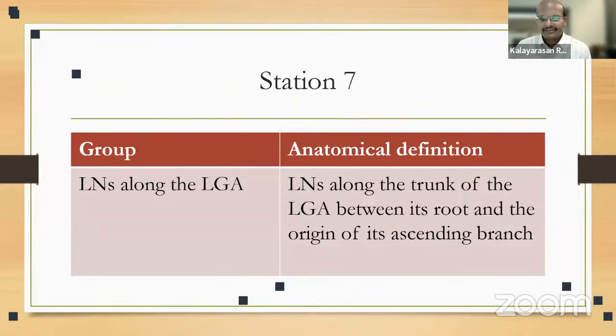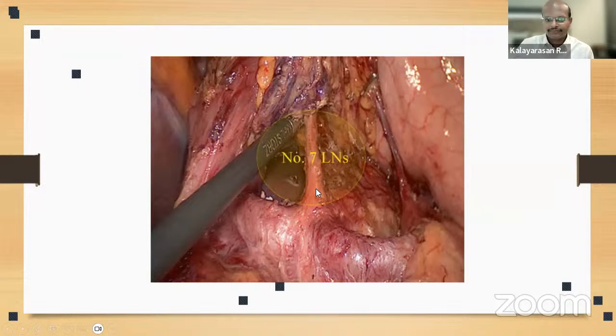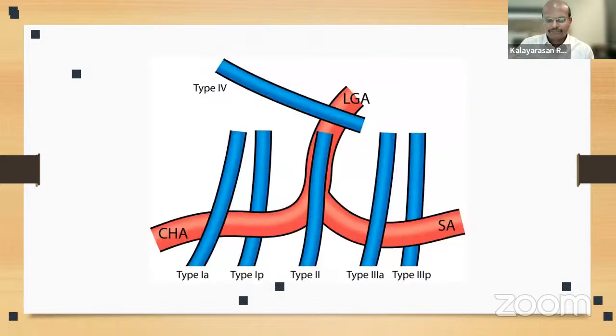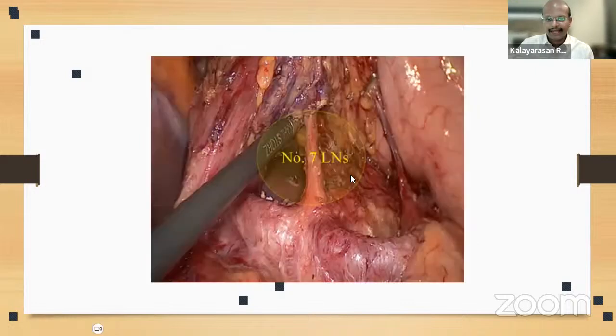The next is station 7. So after clearing the station 8, then we move to the station 7, that is from the origin. Now, generally, the artery, you don't have an issue. So the point to remember is the left gastric artery is one of the earlier branches of the celiac trunk. So you have the celiac trunk. Most often, left gastric is the first branch. And afterwards, you usually have a short stump of the celiac trunk, and then you will have the hepatic and the splenic artery.